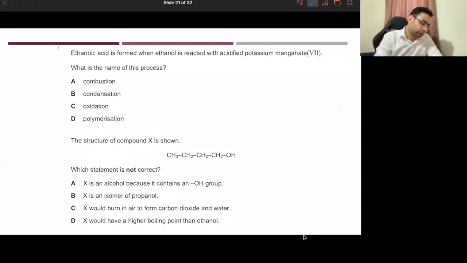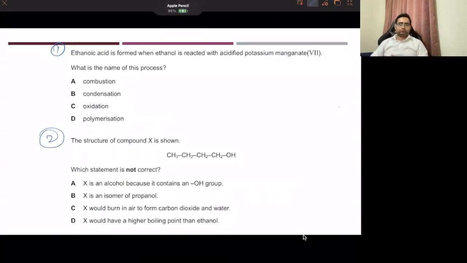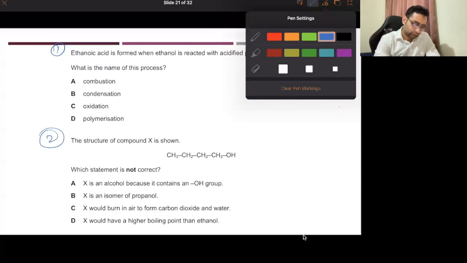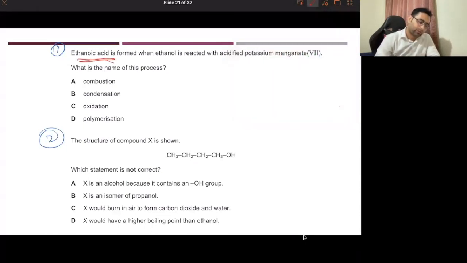Now, ethanoic acid is formed. Now do questions number 1 and 2, and these are the last questions. Then I'll move towards polymers. For this, ethanoic acid is formed. Ethanol is reacting with acidified potassium manganate. So this is oxidation.